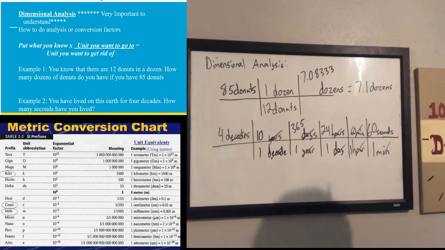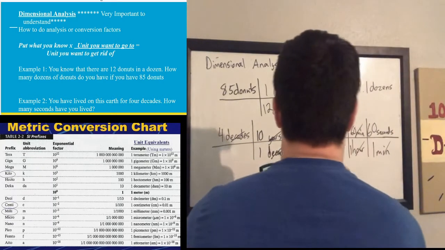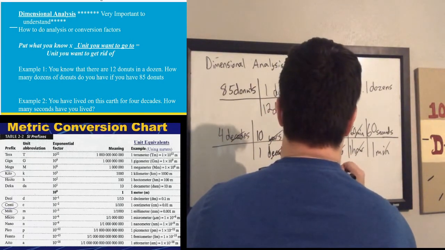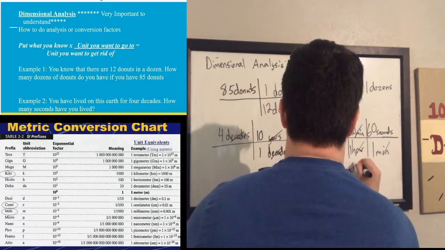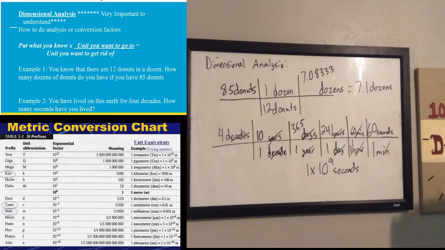Let's put it in scientific notation. Let's just say we started with 1 sig fig. Let's end with 1 sig fig. So my final answer is 1 times 10 to the 9th power. Unrounded, it's like 1.3 or so. But there we go. Dimensional analysis.